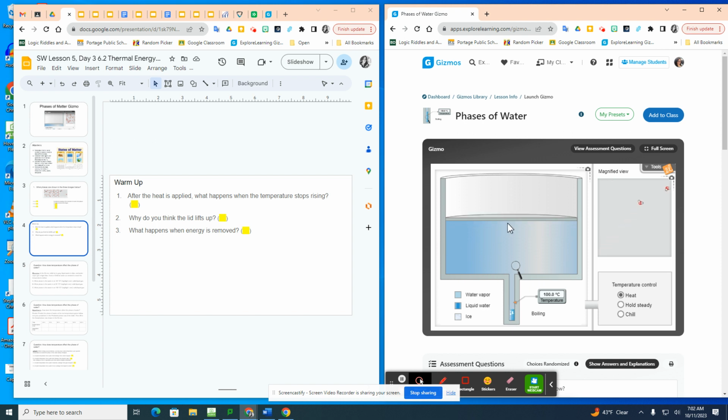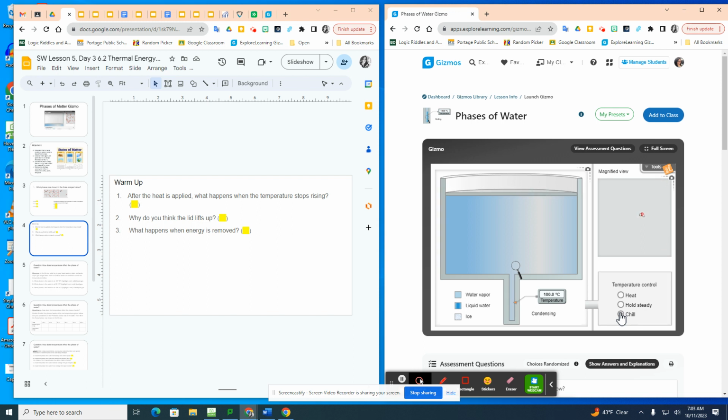Why do you think the lid is lifting? So here we have a lid on our system. Why is the lid going up? Why is it lifting? Take a look at what the molecules are doing. What are the molecules doing? Are they lifting? So what's happening there? All right, we're going to remove energy.